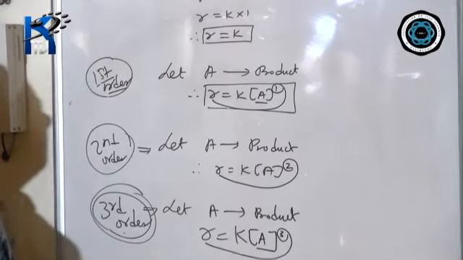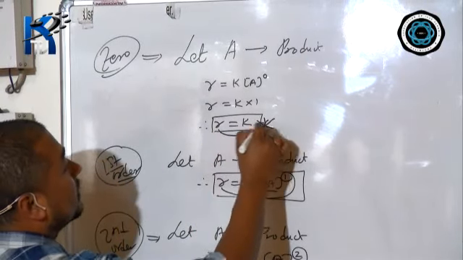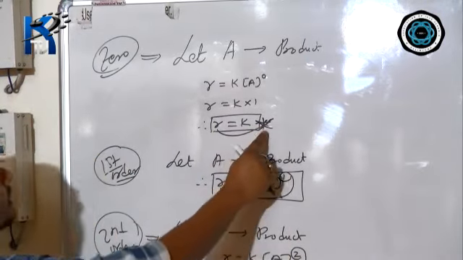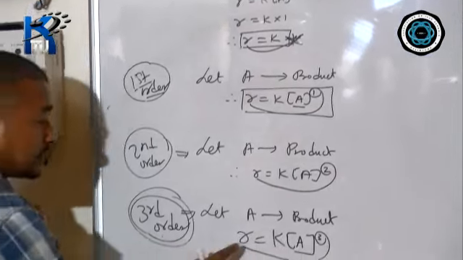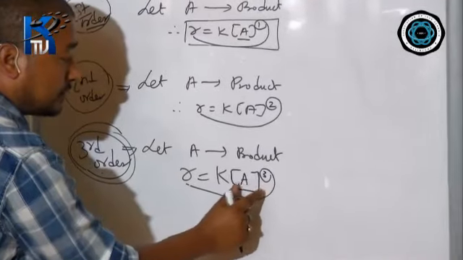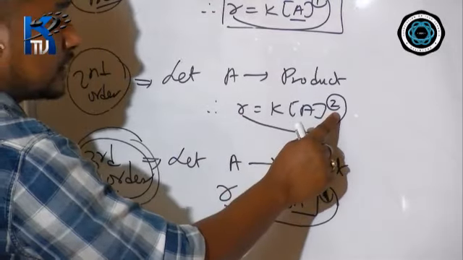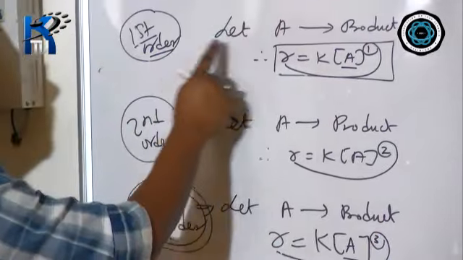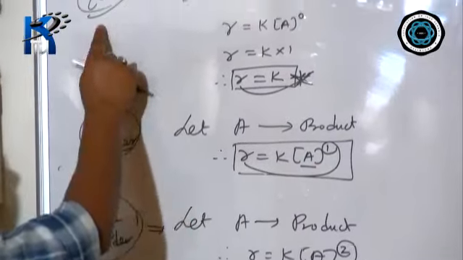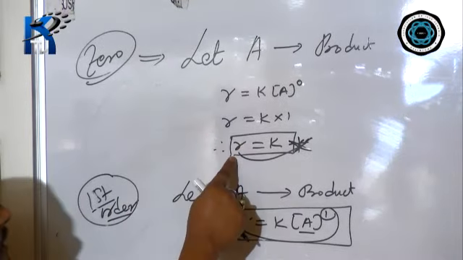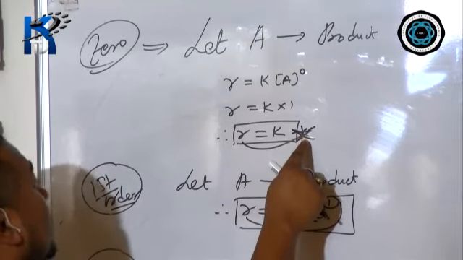Define 0 order reaction. These are those reactions in which rate of reaction does not depend upon the concentration of the reactant. Why? Because there is no A in the expression. So I repeat again: third order reactions are those in which rate of reaction depends upon 3 concentration terms of the reactant, second order upon 2, and first order upon 1. And 0 order reactions are those in which rate of reaction does not depend upon concentration of the reactant, because there is no A in the expression.